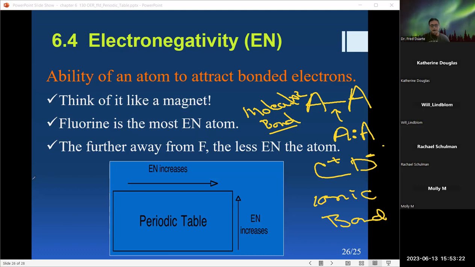Now, when I put A and, let's say, B, I no longer have equal sharing because now I have two different atoms together to make a bond. And one of these atoms is going to pull those electrons more than the other, okay? A good example would be a carbon and a nitrogen bond. I can draw C and then a line and then nitrogen. That's a carbon-nitrogen bond. That line still represents two dots or two electrons that are being shared.